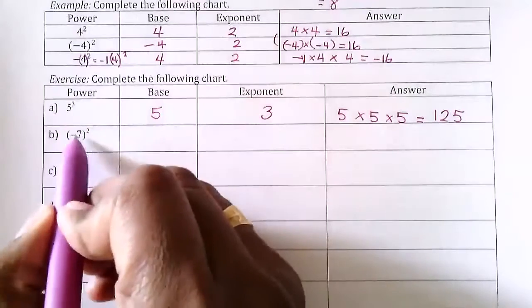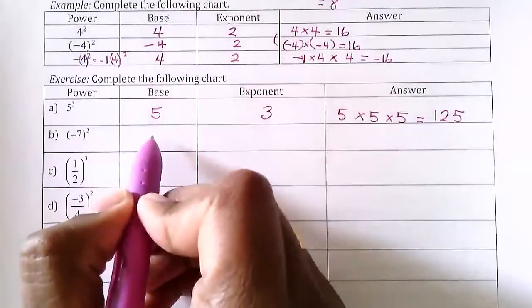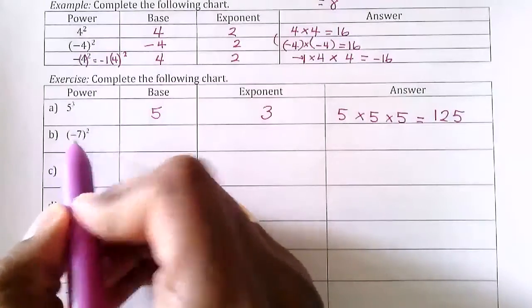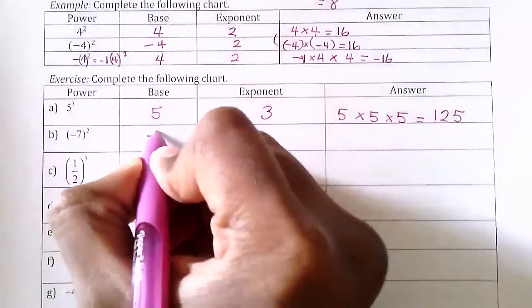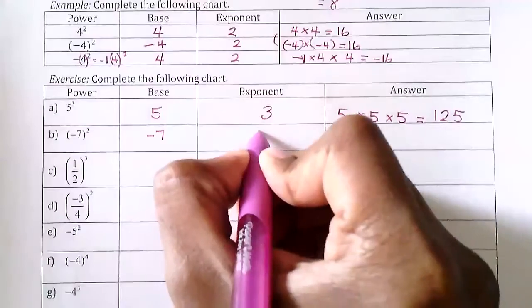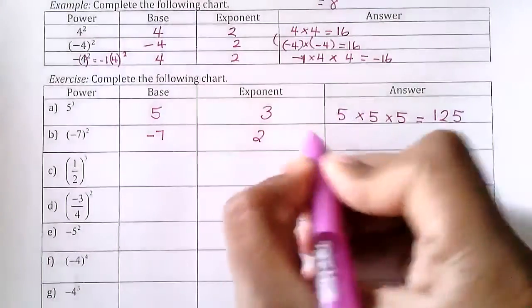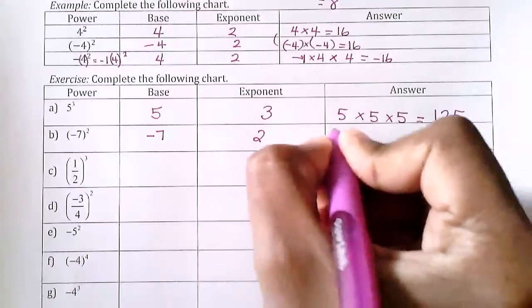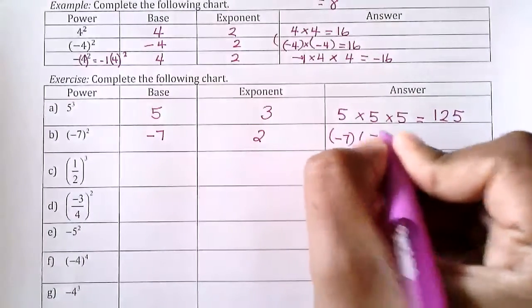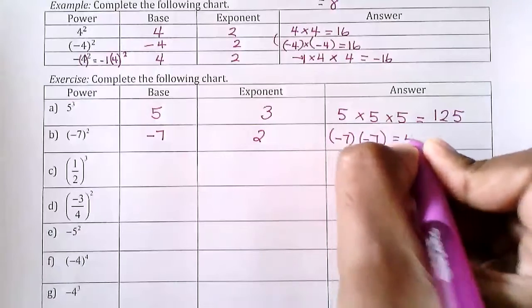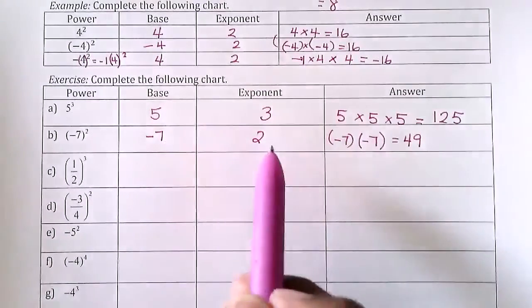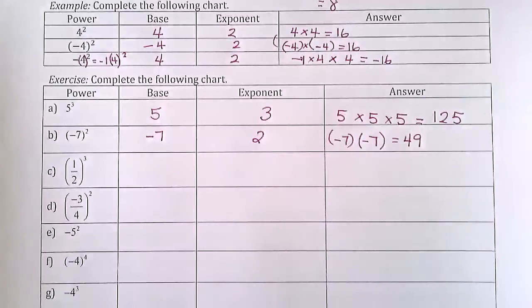Let's take a look at this example. Again, the base here would be -7 because it's in brackets. That entire bracket indicates what the base is. So -7, and my exponent is 2. So I'm going to take the base, write it out this many times. So -7 times -7, which gives me 49. Again, I took the -7, wrote it out twice, and then just multiplied it.